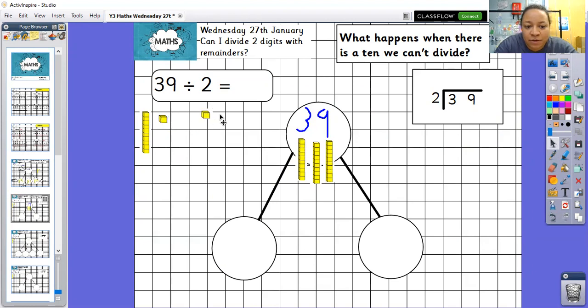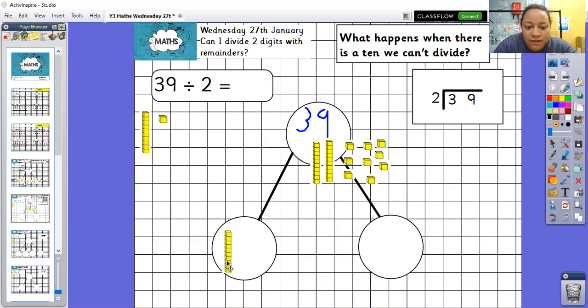So let's count them out because that's going to be quite a few ones, isn't it? So 1, 2, 3, 4, 5, 6, 7, 8, and 9. So just like we did before, we want to think about sharing out our tens. So because we're sharing between 2, I've got 2 circles on the bottom.